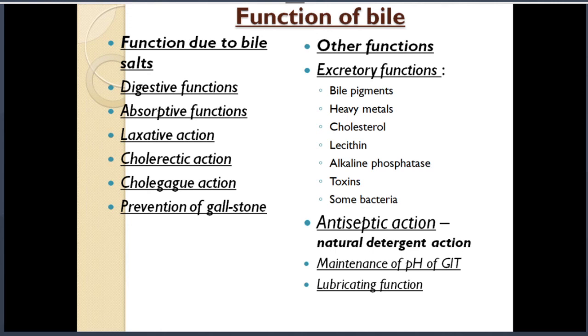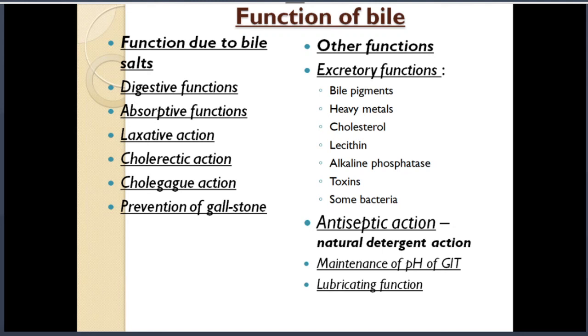Other functions of bile, that is, functions not due to the bile salts, are excretory functions. Bile helps in the excretion of various products, especially bile pigments. Various heavy metals like iron and copper are secreted through the bile. Cholesterol and lecithin are secreted from the bile. Alkaline phosphatase is secreted through the bile. So bile has a major excretory function.